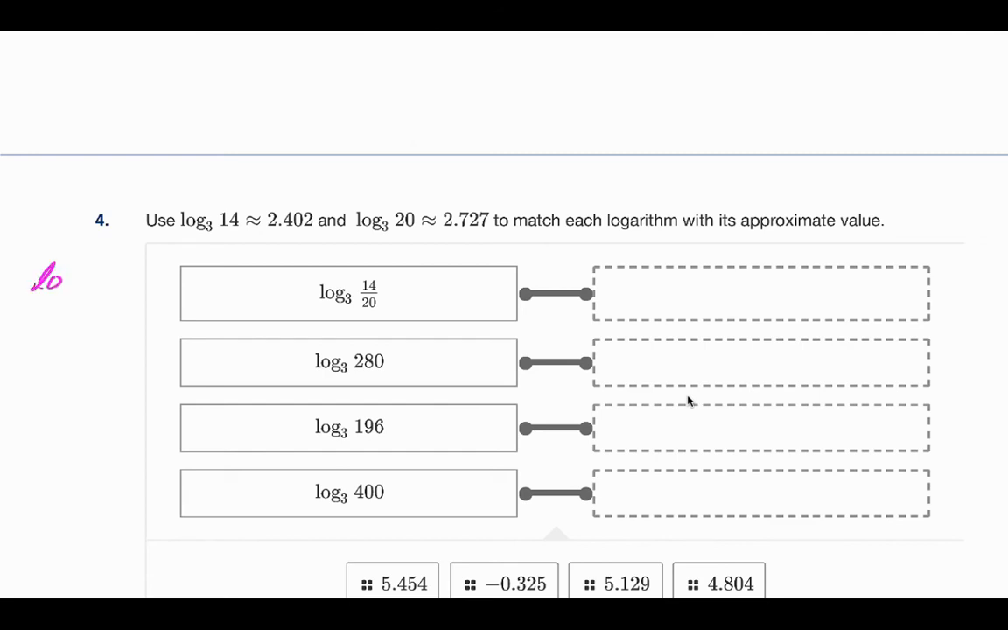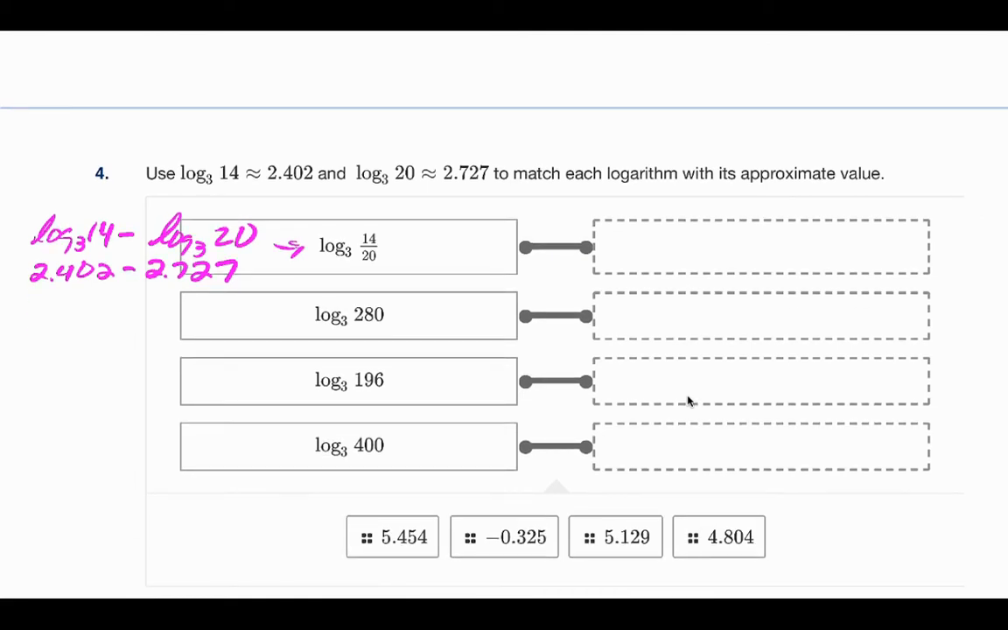log to the 3 of 14 minus log of 3 of 20. That's for this one here. So if we do that, then we know that we're going to have 2.402 minus 2.727. And when you plug that into your calculator, you'll see that your answer would be negative 3.325. Okay.